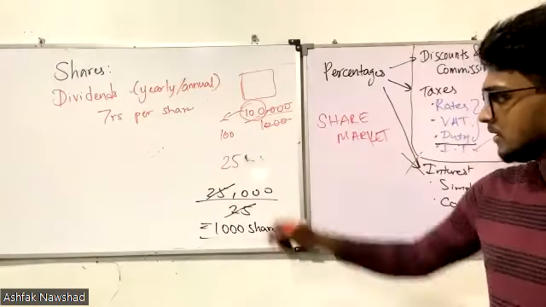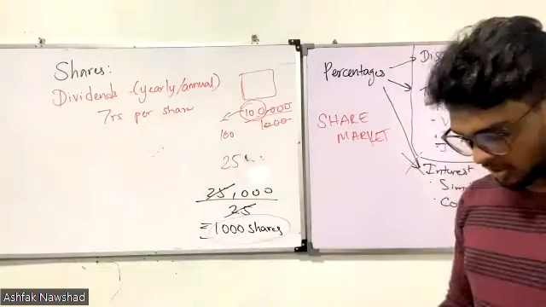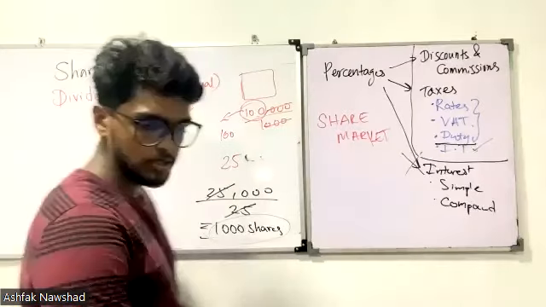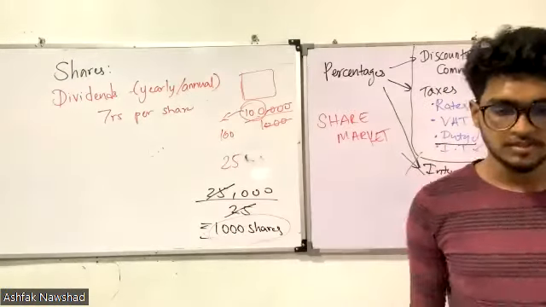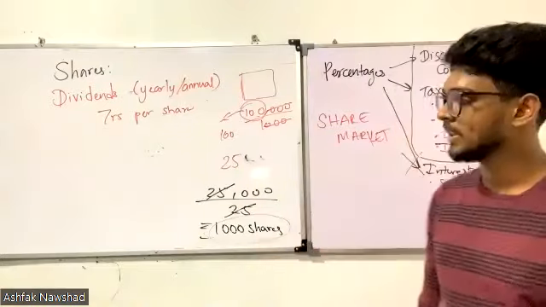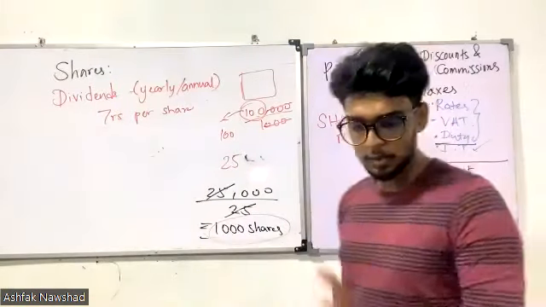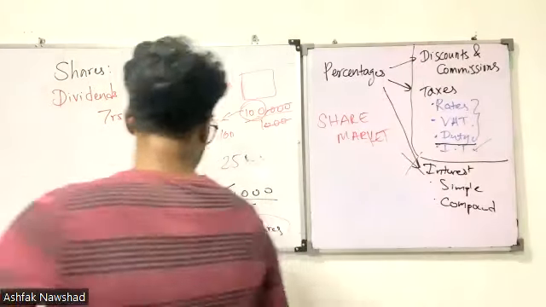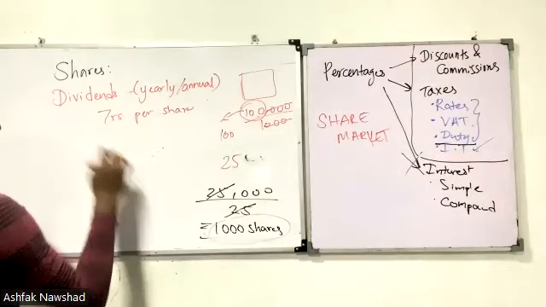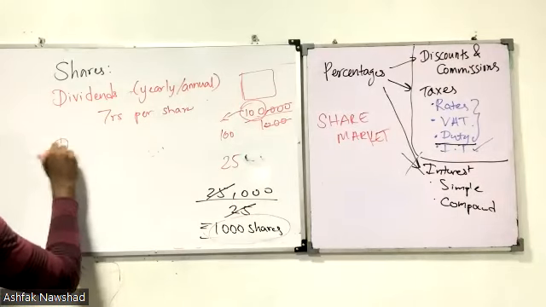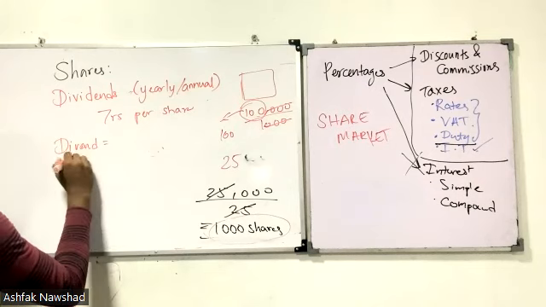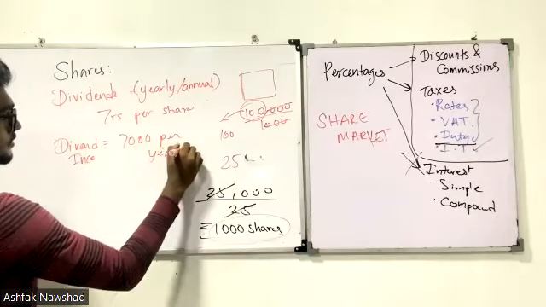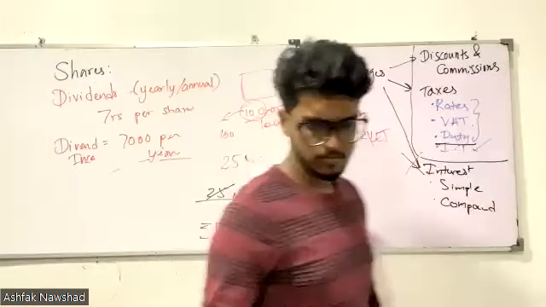How much would we receive? You have 1,000 shares and you get 7 rupees per share. So you receive 7,000. According to the example, it's kind of cheap. I don't know how it actually works, I'm not that much into commerce. So there's 1,000 shares and 7 rupees per share, so my dividend income is 7,000 rupees per year. Is this clear?